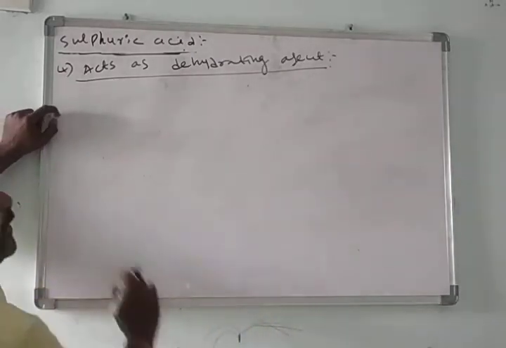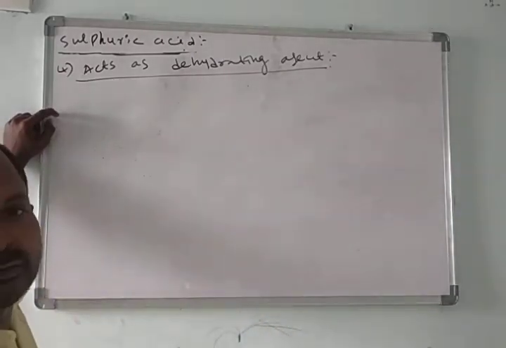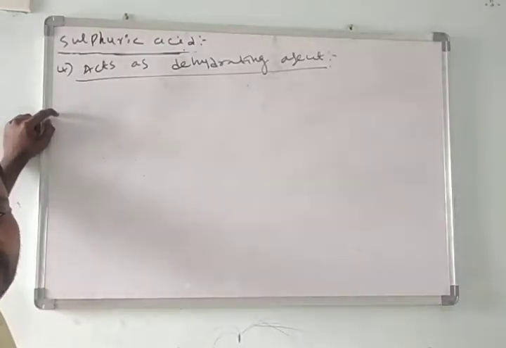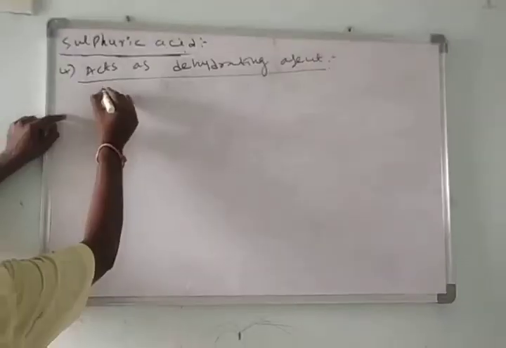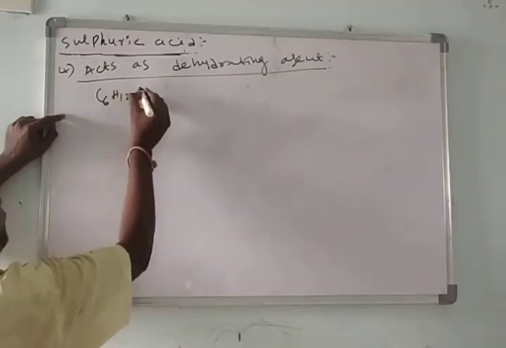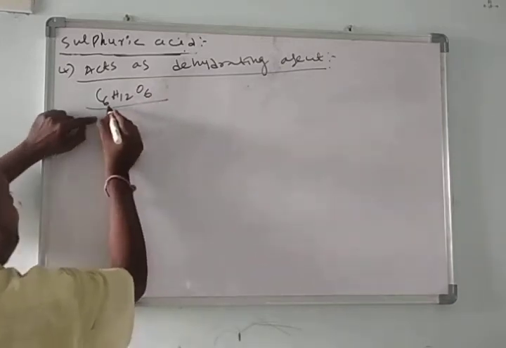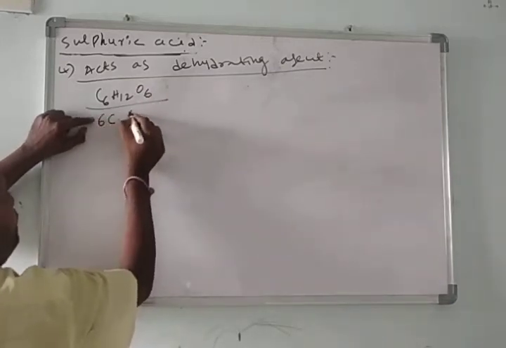Dehydrating agent. It dehydrates alcohols into alkenes, and carbohydrates into carbon. You take glucose. What is the formula of glucose? C6H12O6. It may be written like this: C6(H2O)6.